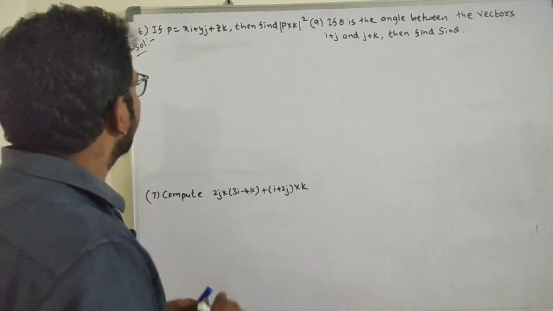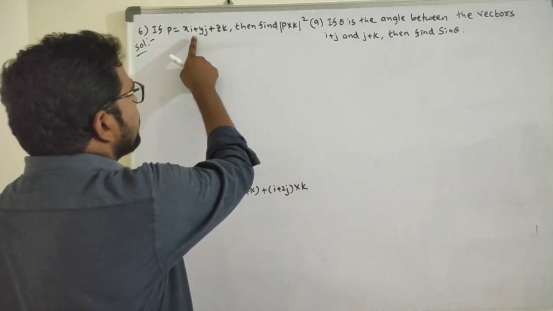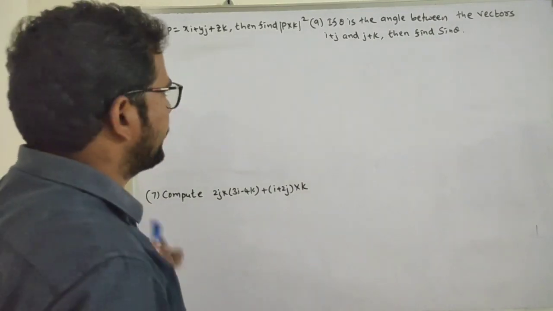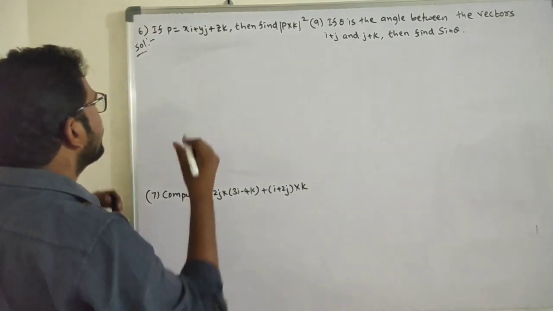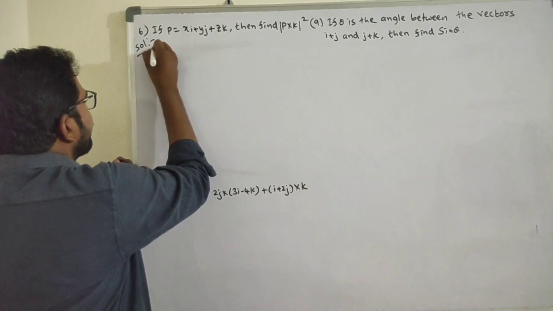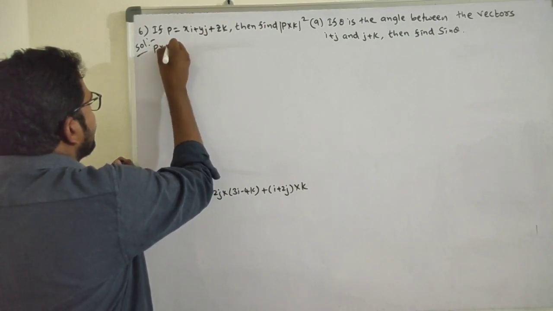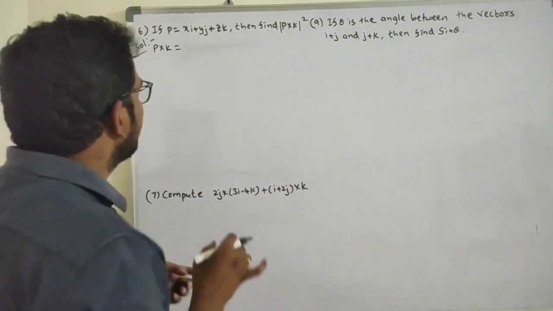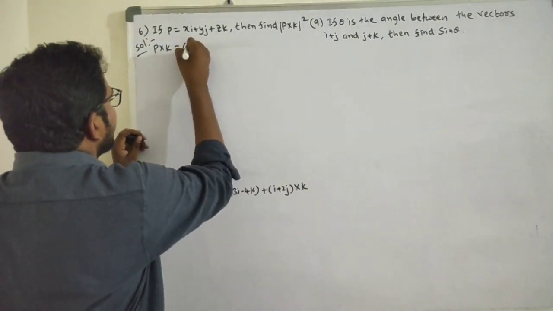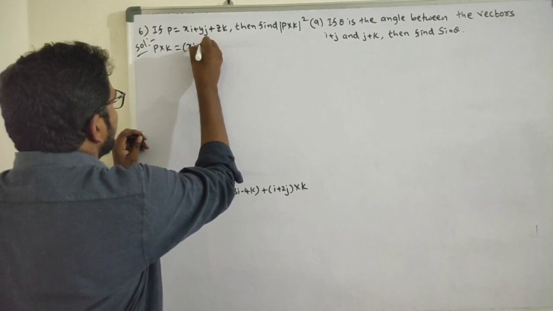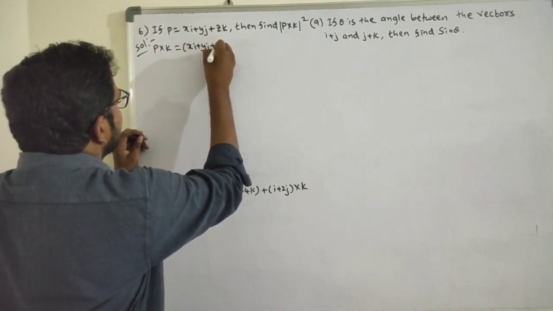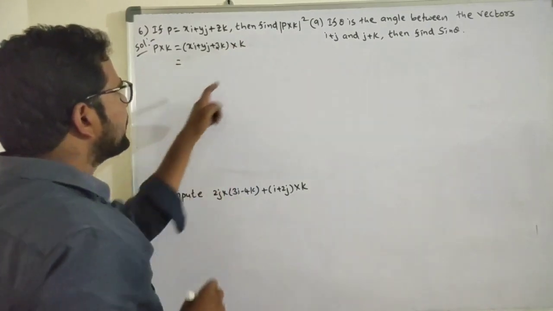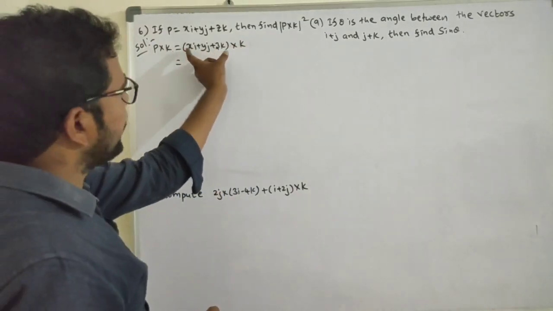Now sixth problem. If P is equal to Xi plus Yj plus Zk, then find modulus of (P cross K) whole squared. First find P cross K. I am finding P cross K directly. What is the P value given? Xi plus Yj plus Zk, cross K. Now multiply with K every term in the bracket.